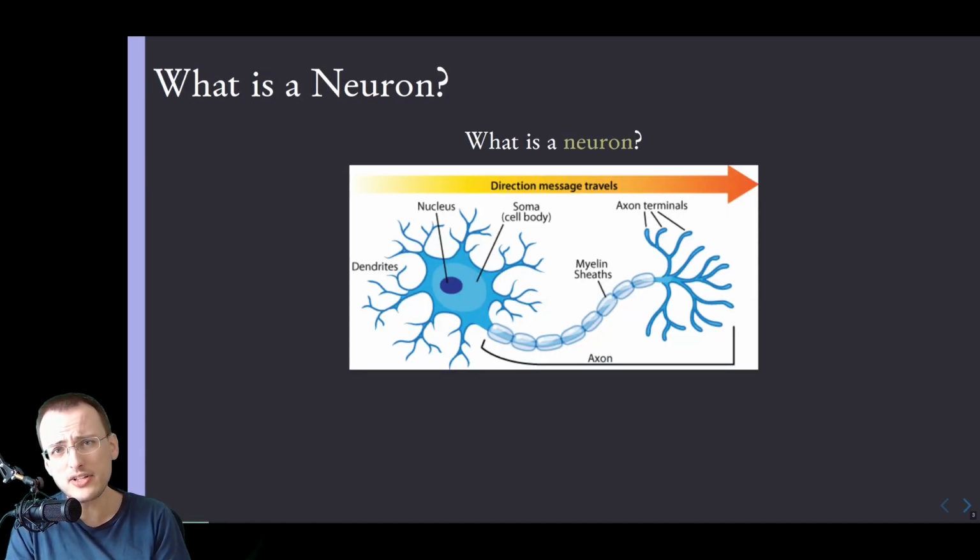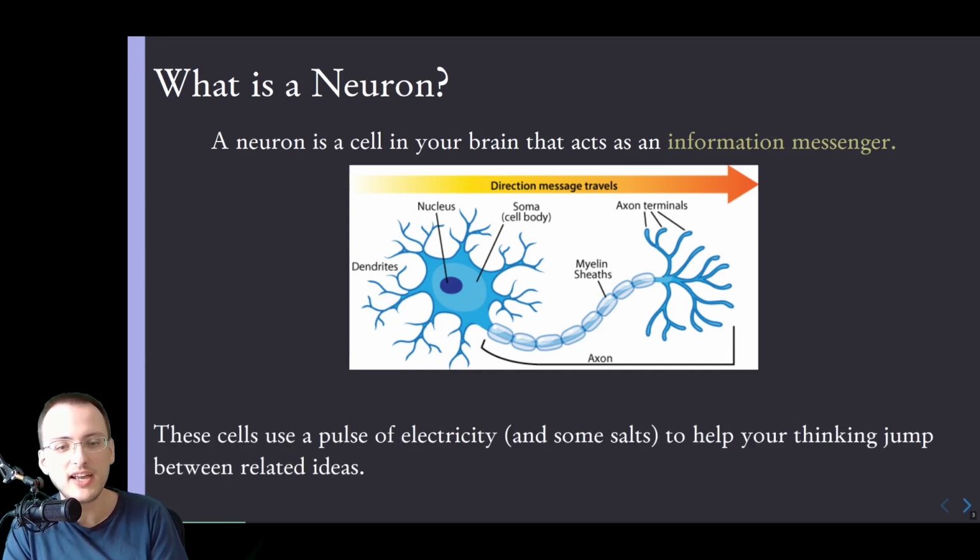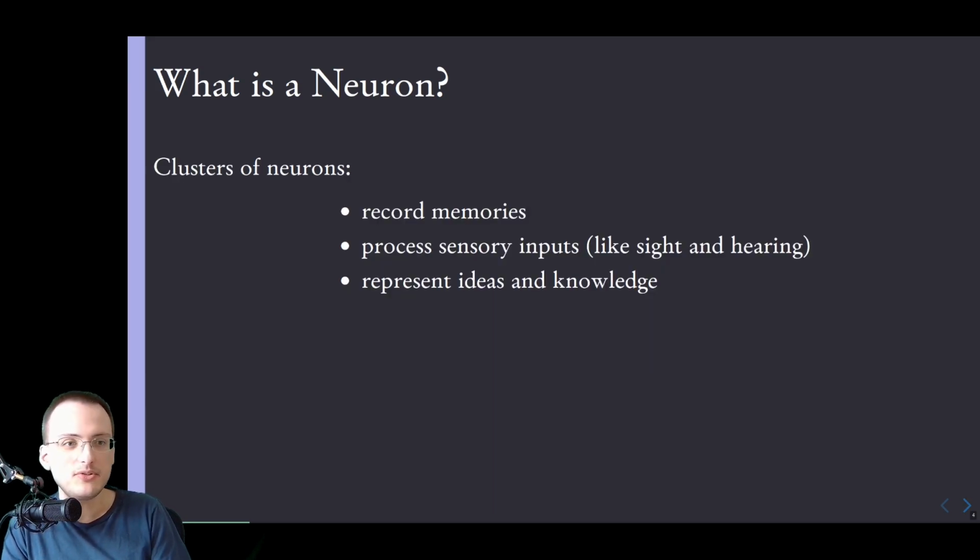To start us off, I want to introduce the most basic building block in your brain, and that is a neuron. A neuron is an information messenger. It's a cell that can take a pulse of electricity and send it from one place to another. These pulses of electricity are used to record actual state in your brain. Clusters of these neurons can record memories. They can process sensory inputs, things like sight and hearing. They can even represent ideas and knowledge.